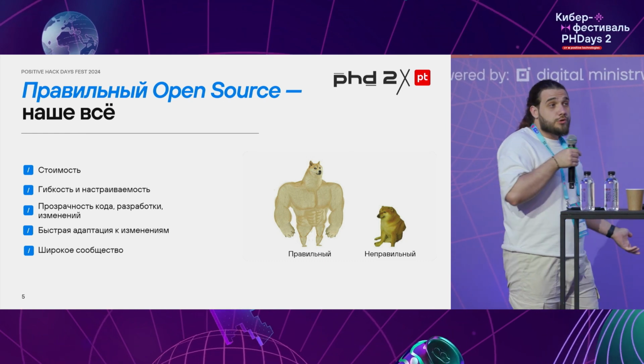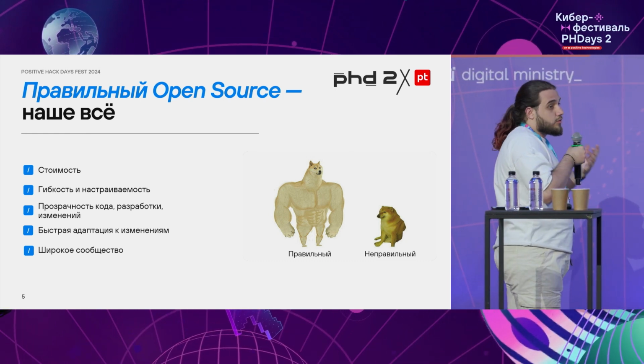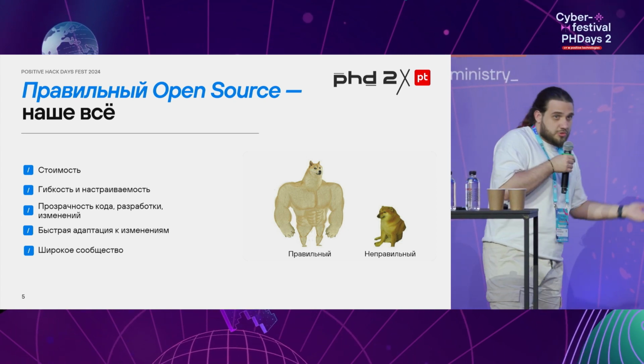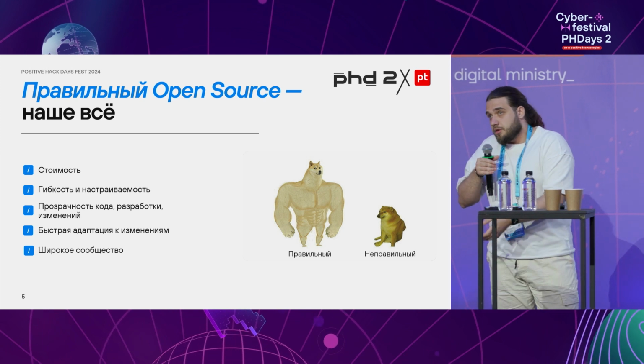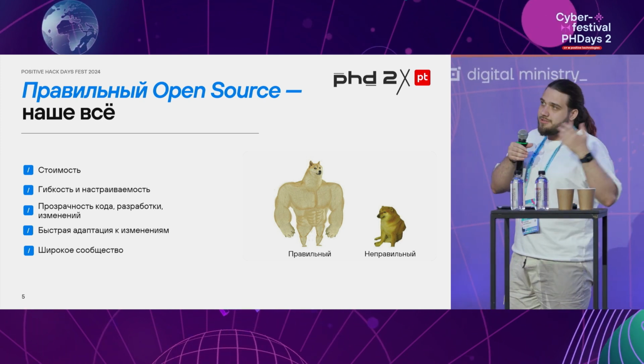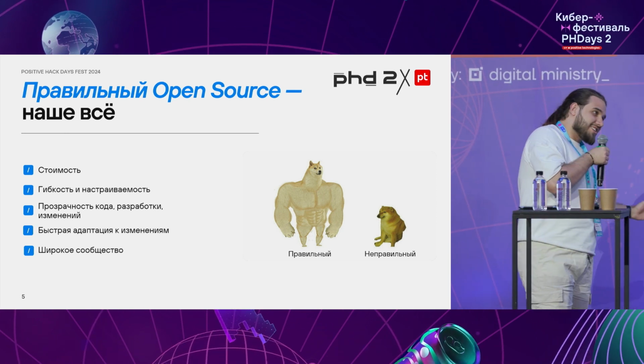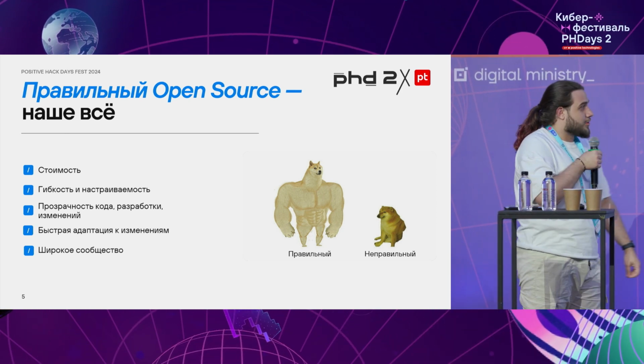Quick adaptation to change. Open source is famous, many people are using it and developing it, and it is adaptable. New vulnerabilities come, they are patched, and I receive requests, please update the library, please do this and do that.